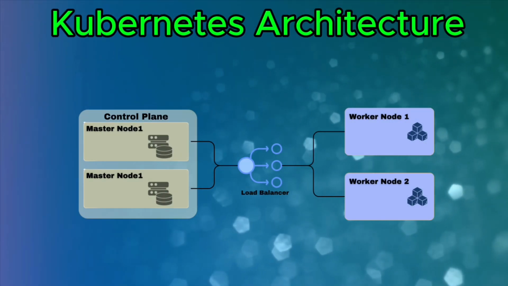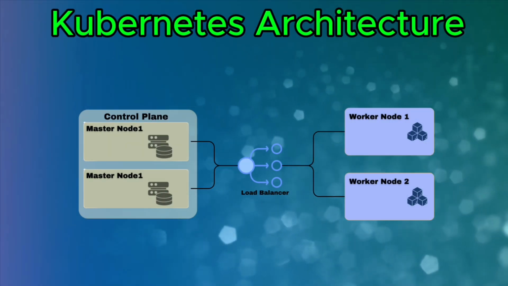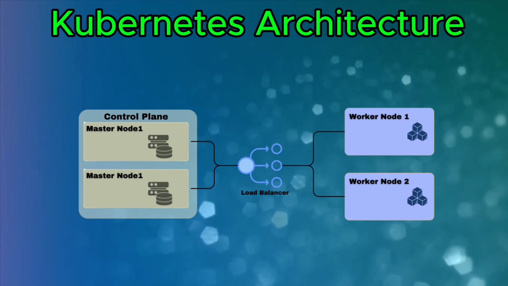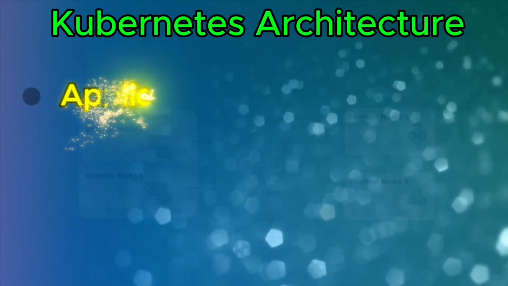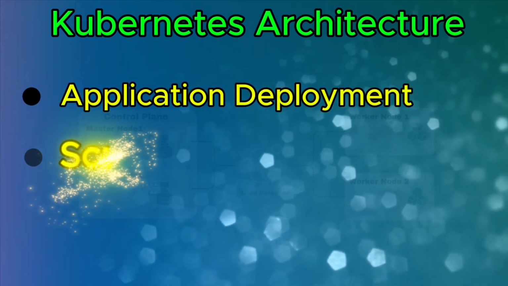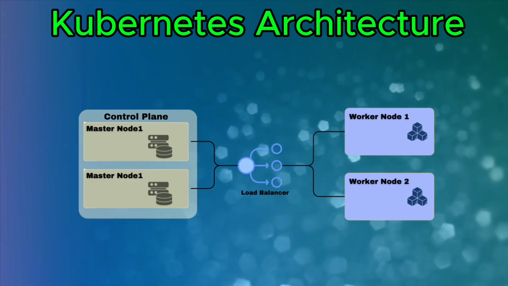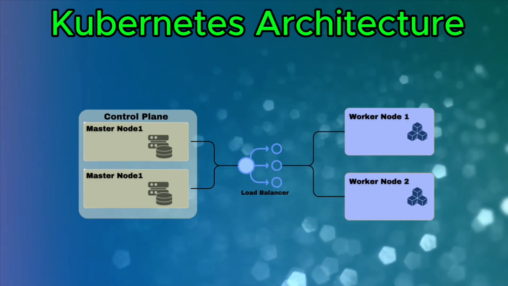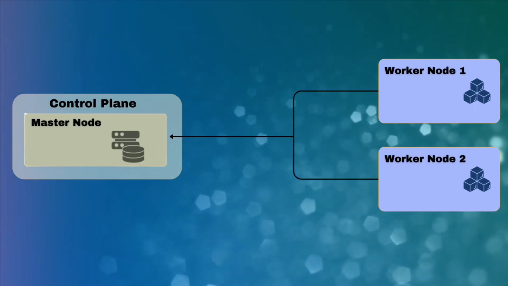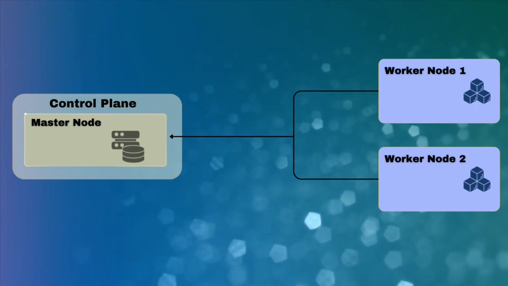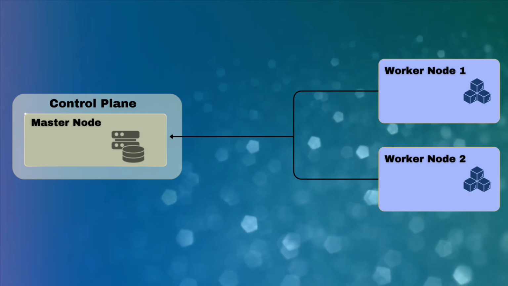Kubernetes architecture consists of master nodes or control plane and worker nodes, which work together to orchestrate application deployment, scaling, and management. Whatever you are seeing on my screen is a high available architecture. To make things simpler, I will walk through a simple Kubernetes architecture containing 1 master node and 2 worker nodes.